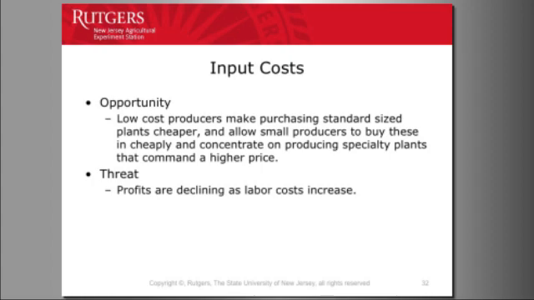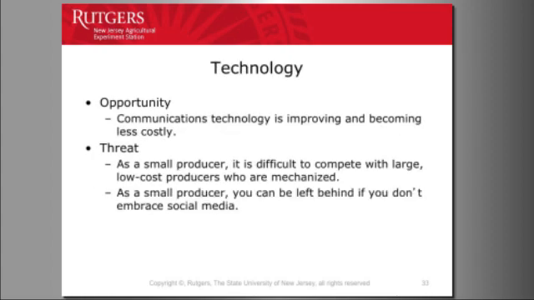A threat, profits are declining as labor costs increase. So we were having a growth period for years and years through the 70s, 80s, 90s, but we're sort of stagnant now in the greenhouse industry. At least the floriculture part. I think the vegetables are sort of on an uptick, and that's reflected in several of you being interested in vegetable production. Technology. Communications technology is improving and becoming less costly. A threat is it's hard for you to produce and compete with a large producer if you're small. And if you're not into the social media thing, you're going to be left behind. So it kind of forces you to learn it.